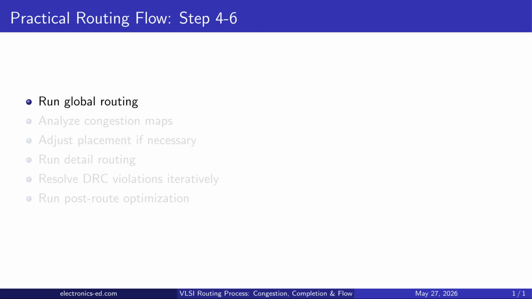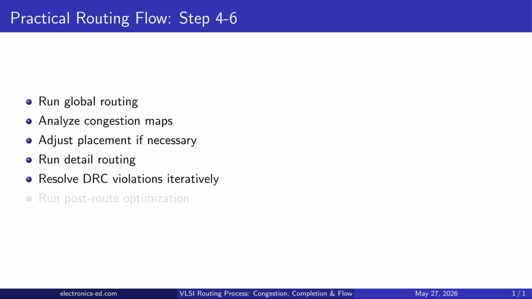Step 4. Run global routing. Then analyze the congestion maps that the tool produces. If congestion is bad, adjust placement and rerun. Step 5. Run detail routing. The tool will resolve DRC violations iteratively. Step 6. Run post-route optimization to clean things up.